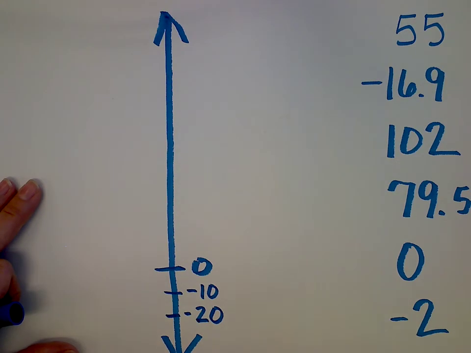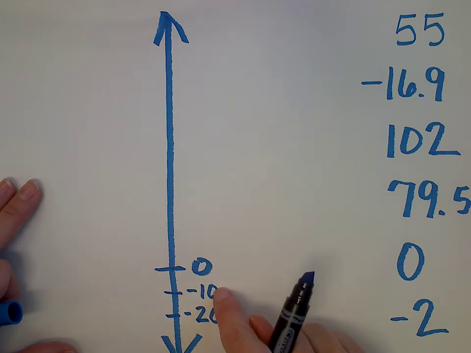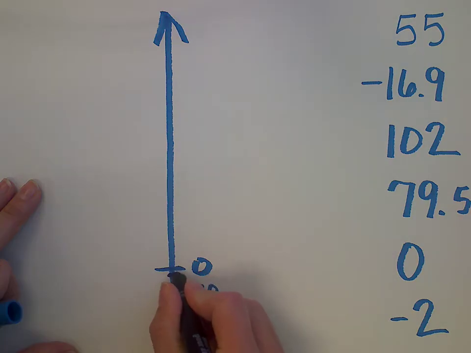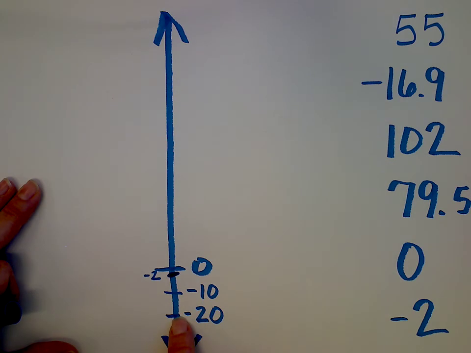And so if I wanted to go ahead and plot my negative numbers, I know that negative 2 is between 0 and negative 10, but it's a lot closer to 0. Like negative 5 would be right in the center, so I'm going to picture negative 2 about right there. So there's my negative 2. Negative 16.9 is pretty close to negative 17, and negative 17 is almost down to negative 20. So like negative 15 would be right in the center. I'm going to say negative 16.9 is about right here.